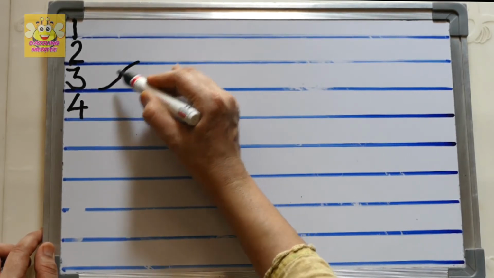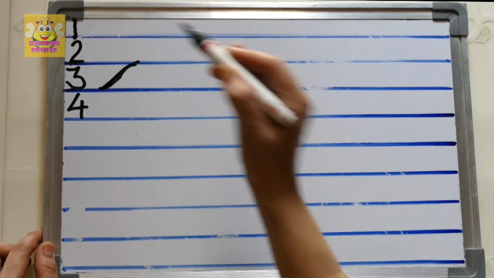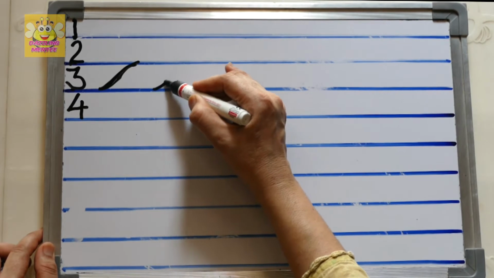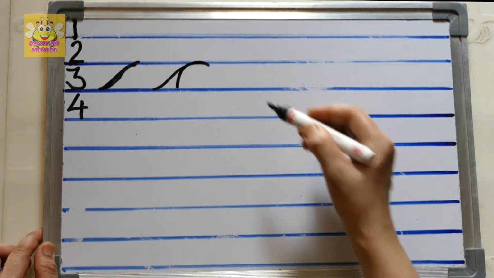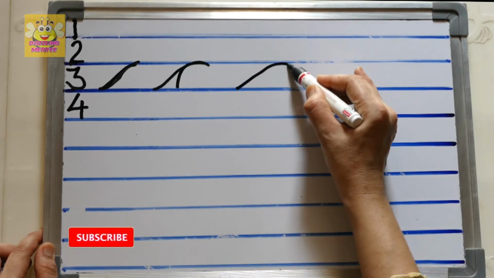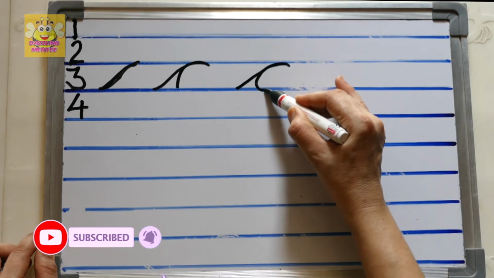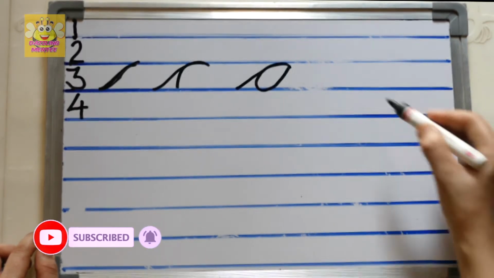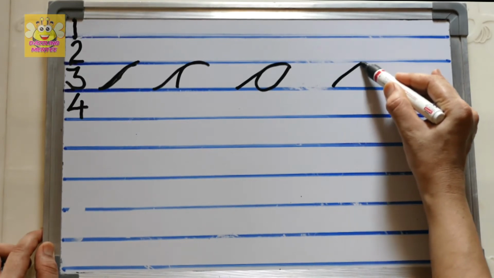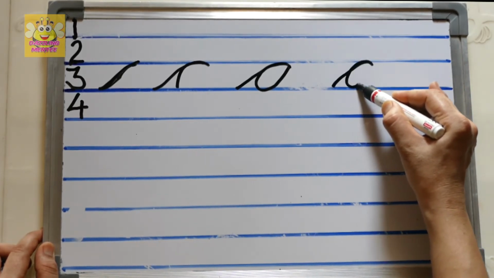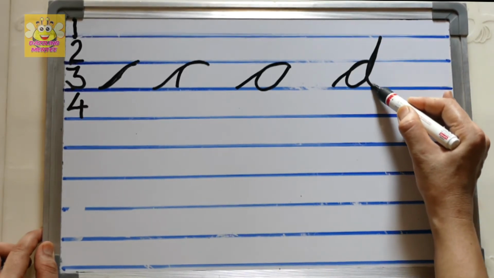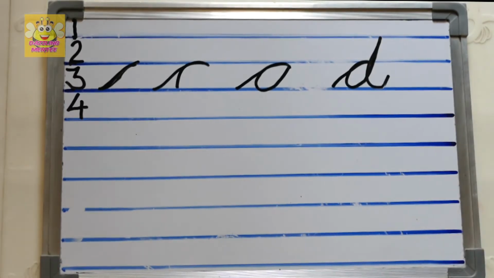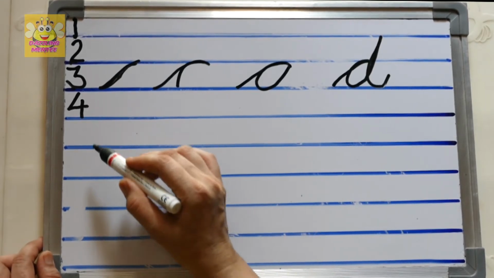First step is slanting line. You have to draw a slanting line. Next step, slanting line, and then come back. Next step, slanting line, come back, go upwards, come down, make a tail. So which alphabet is in front of you? D. Once again I write for you.